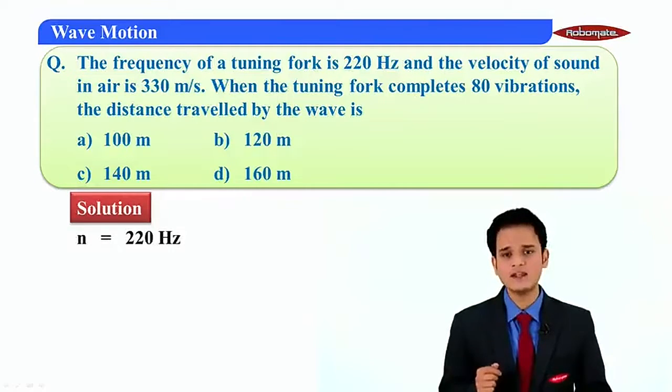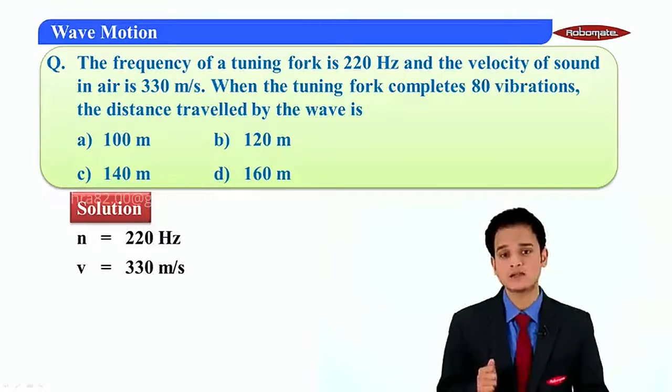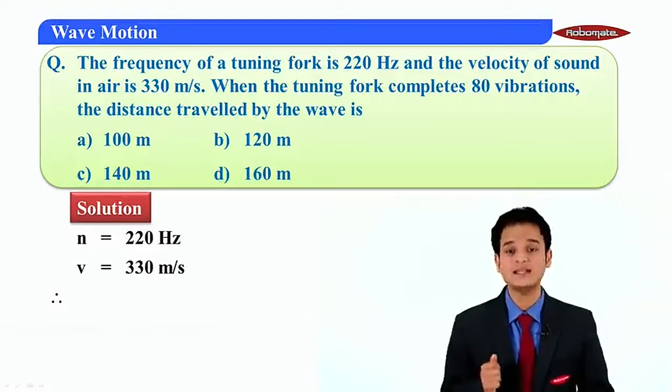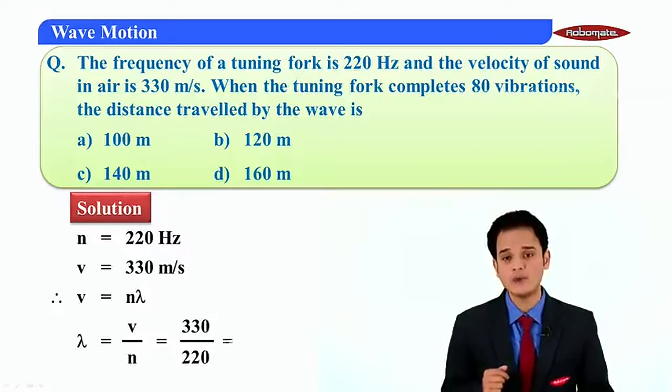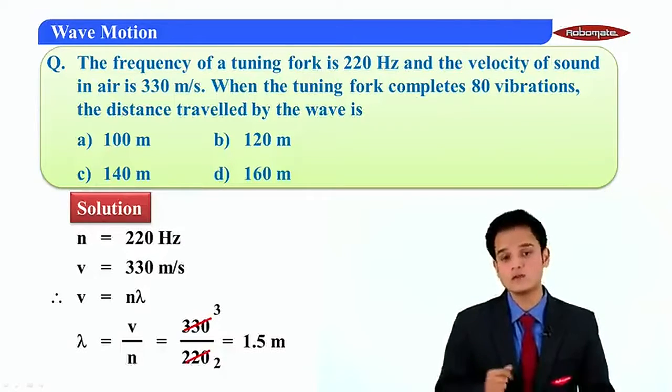So we have clearly given n is equal to 220 Hz. Also we have velocity is equal to 330 meters per second. The next step, very quickly, which formula connects v and n? Yes, it is v is equal to n lambda. So students, the value of lambda is going to be 330 upon 220, which is equal to 1.5 meters. This comes after cancellation as 110 3s are 330 and 110 2s are 220.